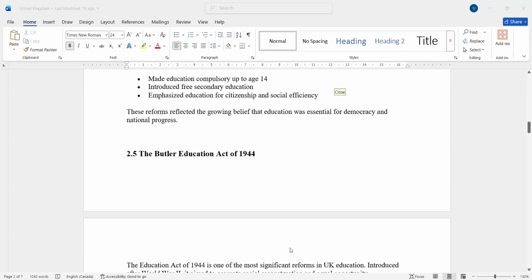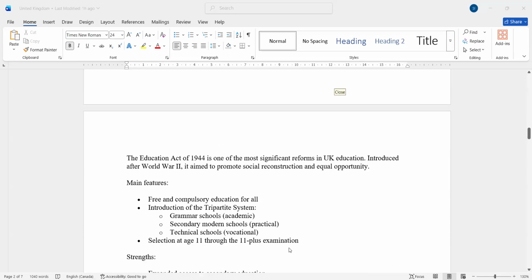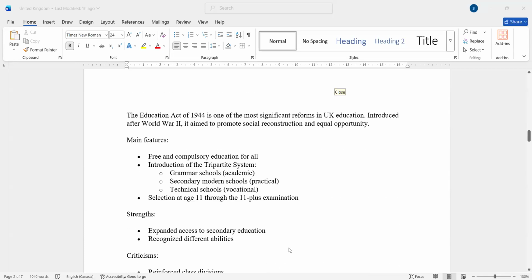So the Butler Education Act 1944: the Education Act of 1944 is one of the most significant reforms in UK education. In Sri Lanka, the White Report, 1972.